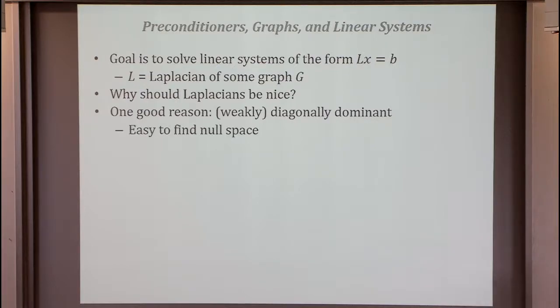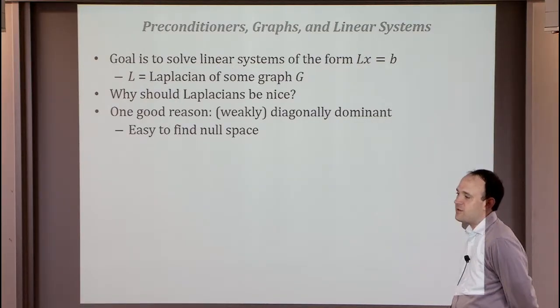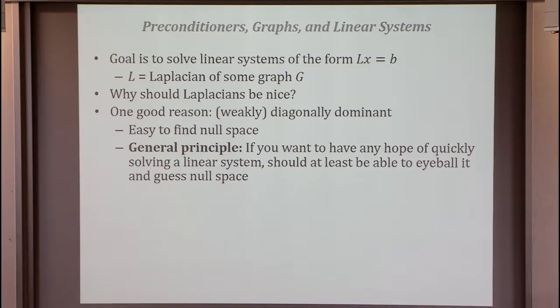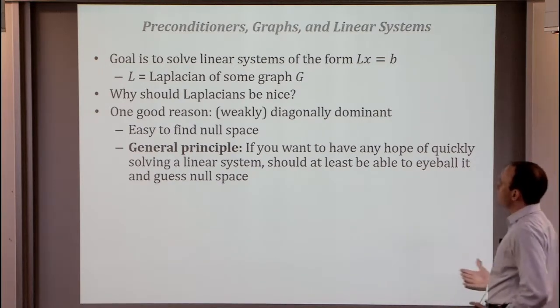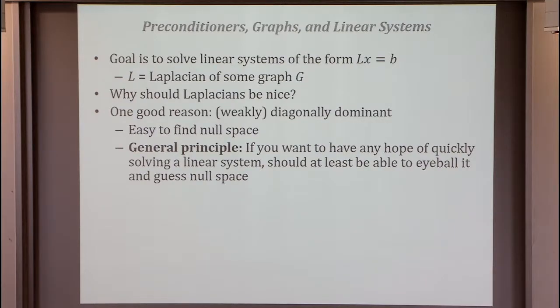And why is that helpful? The reason it's helpful is that it actually tells us where the null space is. So in particular, we know exactly what the kernel of our matrix is. And a general principle that I think is good to keep in mind when trying to precondition is that what we're trying to do is crudely approximate the inverse of a matrix multiplicatively. In particular, 1 over 0 is a very bad multiplicative approximation.